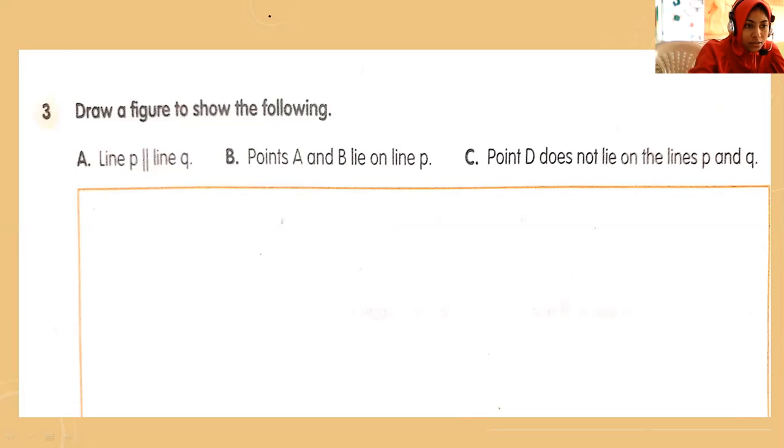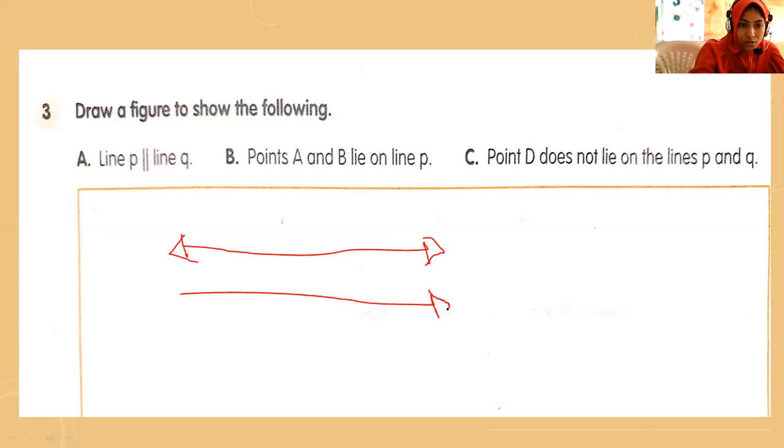First, it says line P is parallel to Q. So draw a line. A line is a thing which can extend in both directions. So I draw it, and the other line parallel to it; as it is a line it can extend in both directions, so I make arrows at both ends. This is line P, this is line Q. Next, points A and B lie on line P. So here I make a point A. This is my point A. And then the next point B. So this is my point B.